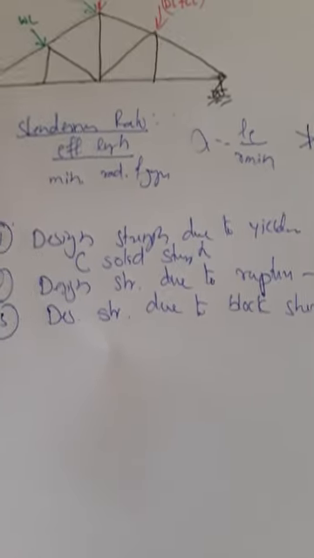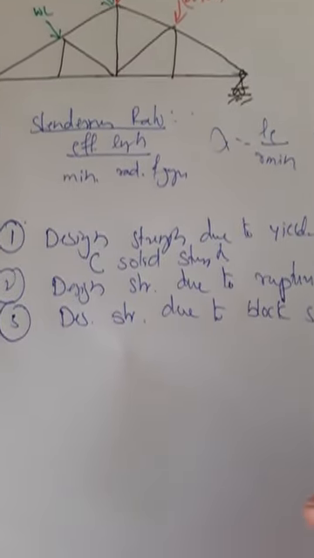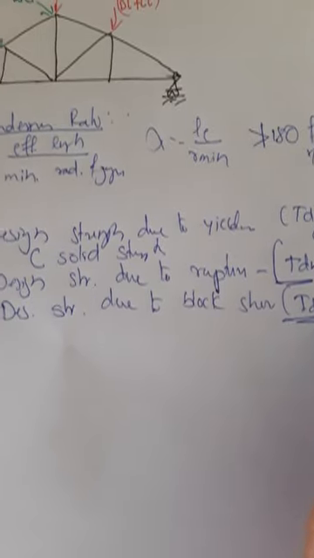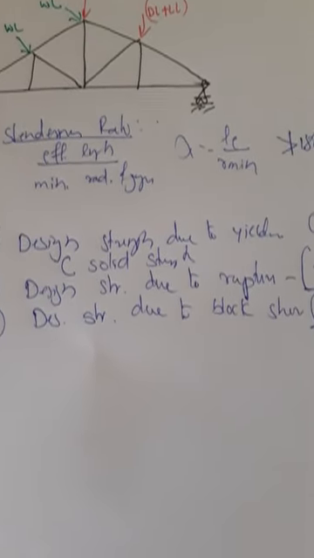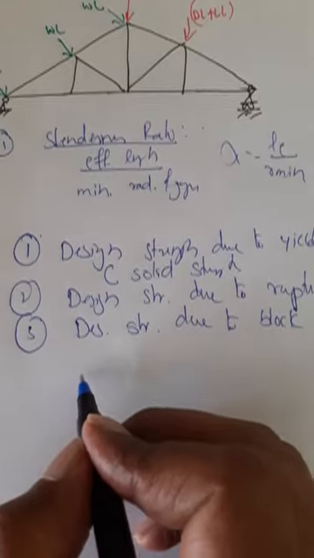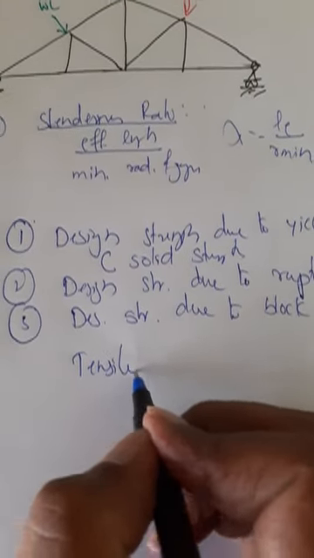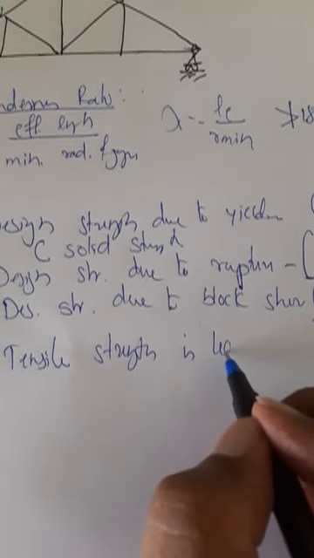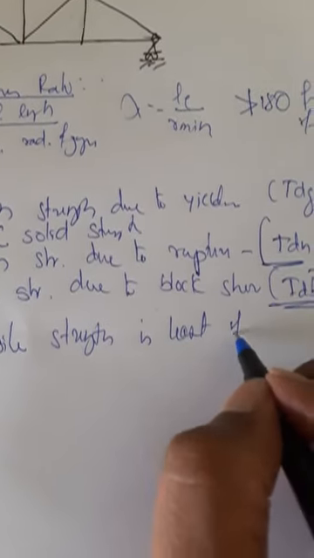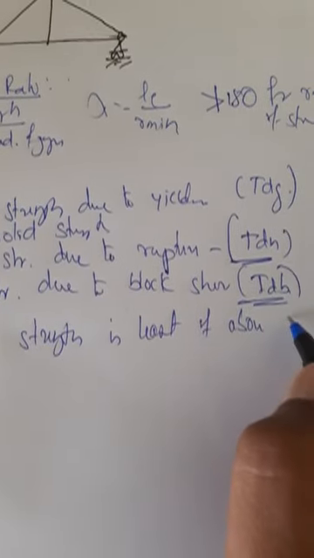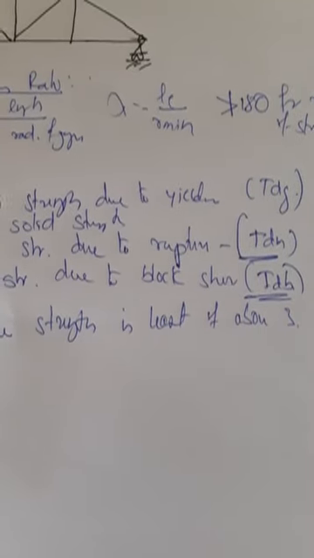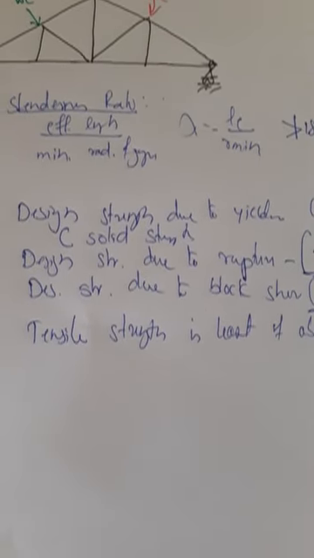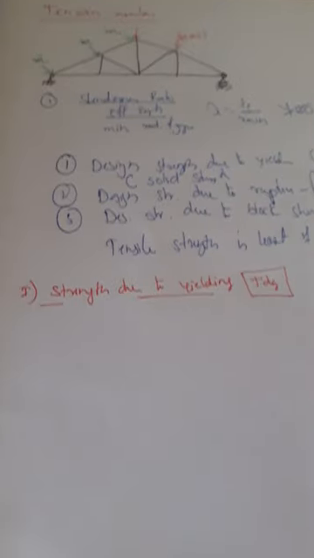So what will be the procedure? For any tension member, you have to calculate TDG, TDN and TDB, and whichever is the least, that will be the tensile strength. That is, the lesser value of the above three. Whichever is the least value will be the tensile strength of the member. Now we'll study each of the strengths separately.